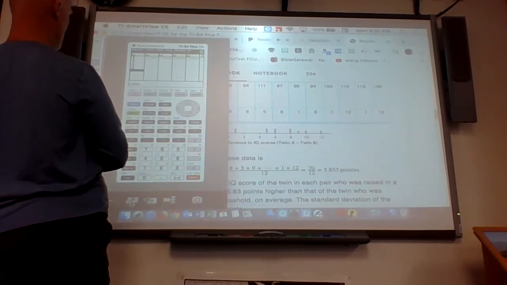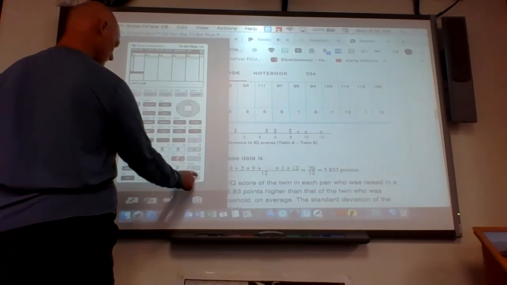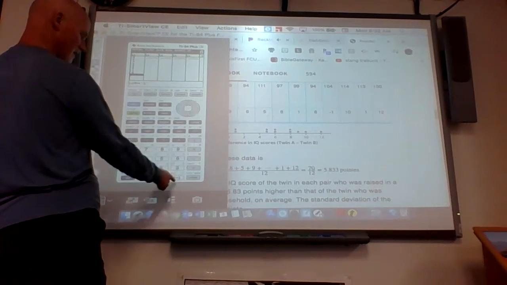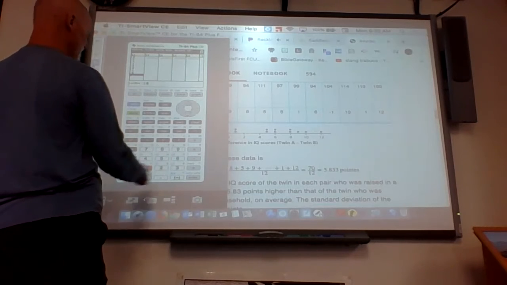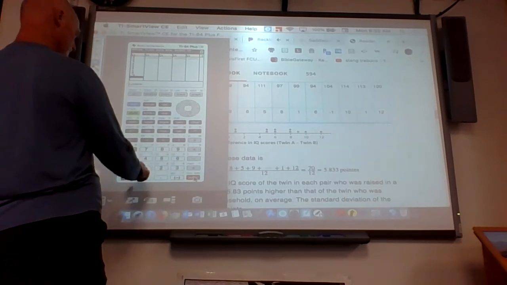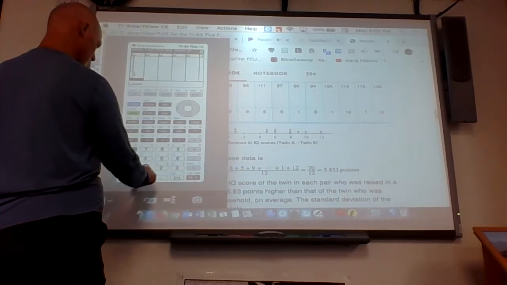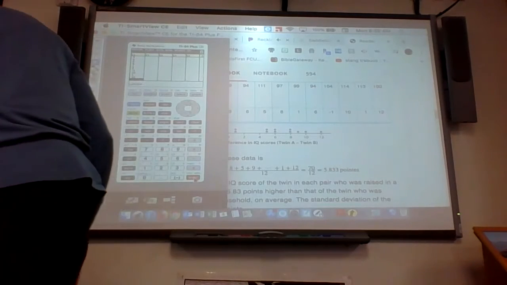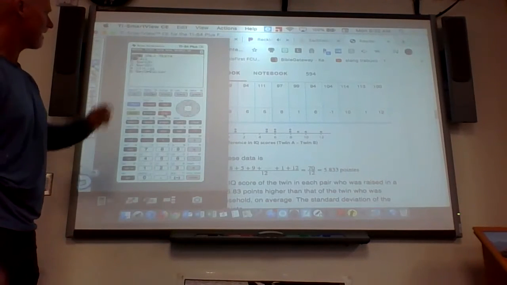Okay, I'm at 5, 8. So then 1, 6, -1. Remember, when you do a negative, you're always using the negative down here, not the minus sign. It will give you an error if you do that. 10, 1, and 12.